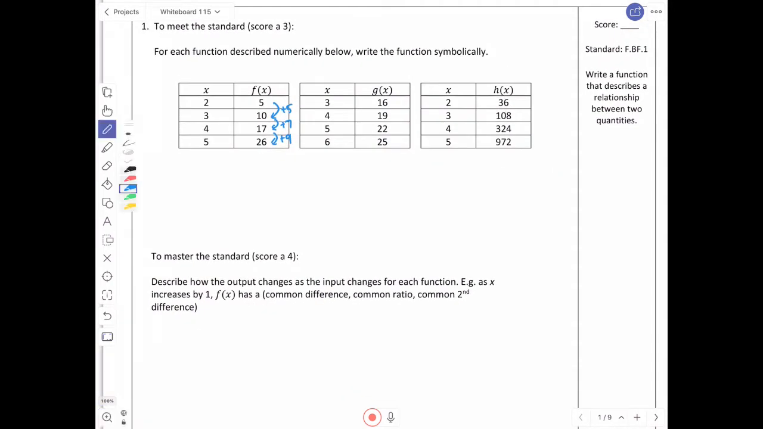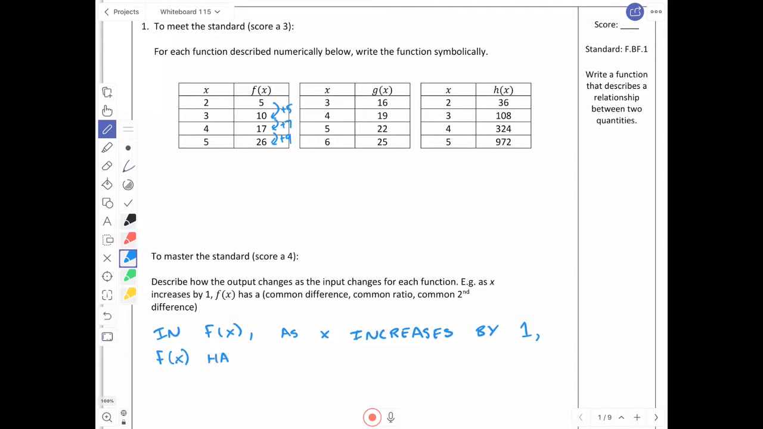We should have seen down here, I'm going to write that as x increases by 1, f of x has a common second difference of 2, because the differences are not the same, but here the difference in the differences is always 2. So this must be a quadratic function.